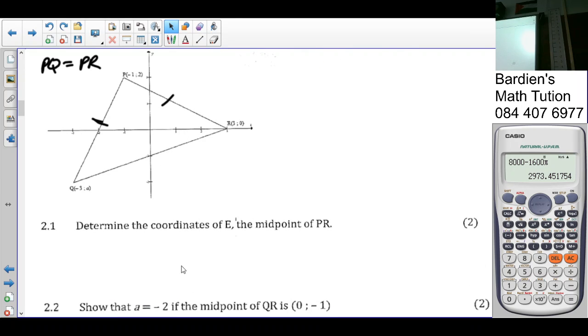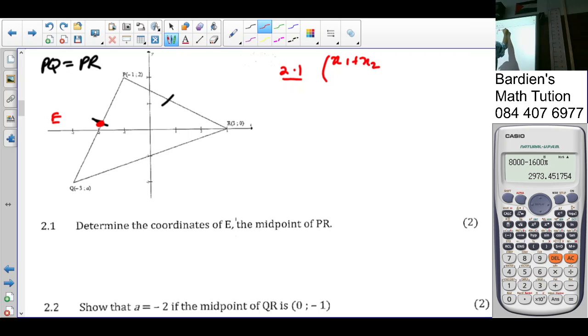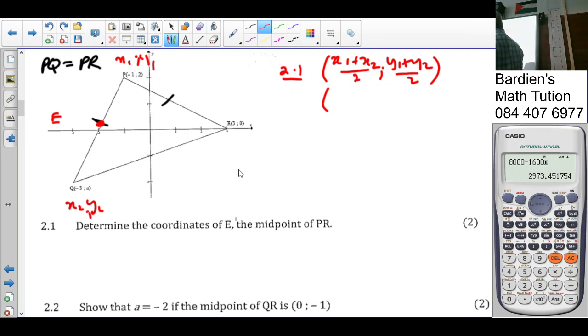So the first question says, determine the coordinates of E, the midpoint of PQ. So if you're looking at E on PQ, E is approximately here. So how do we calculate the midpoint? Midpoint formula is (x1 plus x2) over 2, (y1 plus y2) over 2. Remember, if that is x1, that will be y1. If that is x2, that will be y2. Okay.